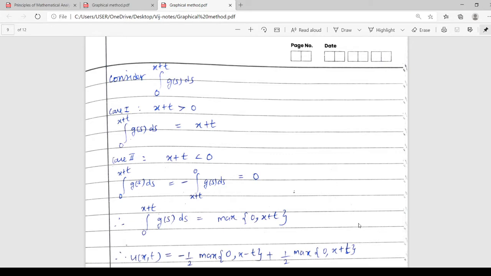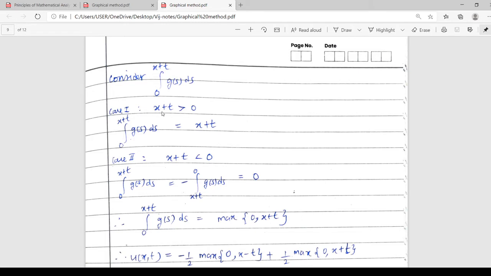Now in the same way, we have to calculate the integral from 0 to x plus t of g of s ds. But how is g of s defined? g of s takes the value 1 if s is positive, and takes the value 0 if it is negative. Also here we have x plus t. So we don't know what this x plus t is. So if x plus t is positive, this will take the value 1. If x plus t is negative, it will take the value 0.